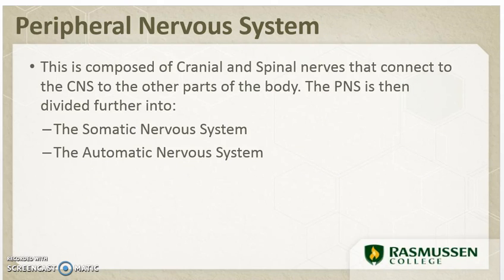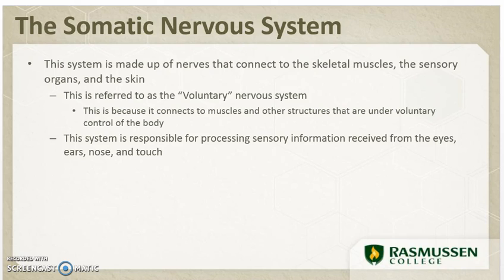Next, we have your peripheral nervous system, which is composed of your cranial and spinal nerves that connect to your central nervous system and other parts of the body. The peripheral nervous system gets divided further into what we call our somatic and autonomic nervous systems. Your somatic nervous system is made up of nerves that connect to skeletal muscles, sensory organs, and your skin. They are what we refer to as your voluntary nervous system, because we actually have to carry out an action. We have to do the motor response.